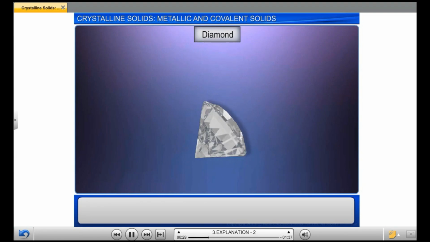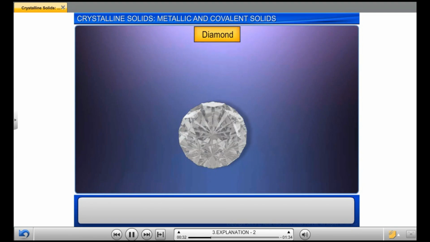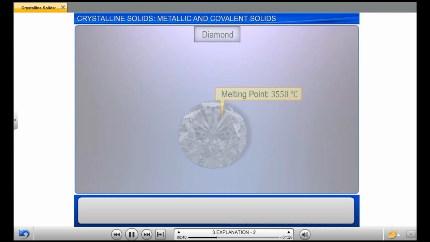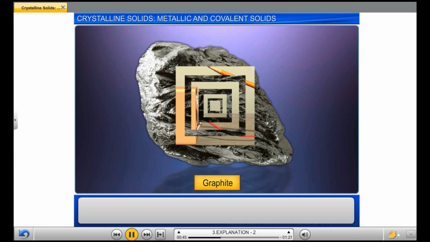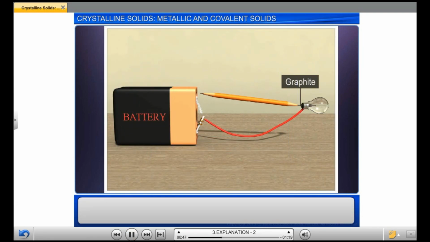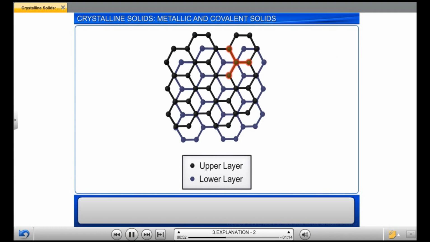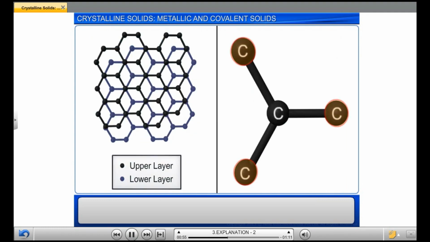Note that diamond is the hardest substance known and has a melting point of 3550 degrees Celsius. On the other hand, graphite is an exceptionally good conductor of electricity and is extremely soft. In graphite, each carbon atom is bonded to 3 other carbon atoms, resulting in hexagonal rings, which, when repeated throughout a plane, form sheets or layers.